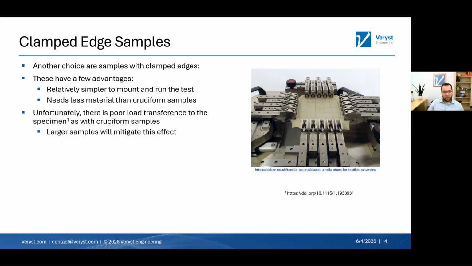So the next one I want to talk about is a clamp sample. And there are a few advantages to this. It is relatively simple to mount and to run the test. It needs less material than a cruciform sample. However, the big issue with clamping is that there is a poor load transference to the specimen, and larger samples can help mitigate this. But then if you compare that to, say, the cruciform, by the time you get large enough samples to mitigate this, you're likely using the same amount of material as you would in a cruciform. So your advantages slowly begin to disappear.